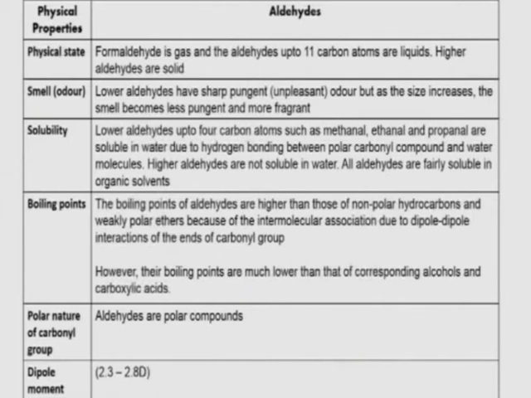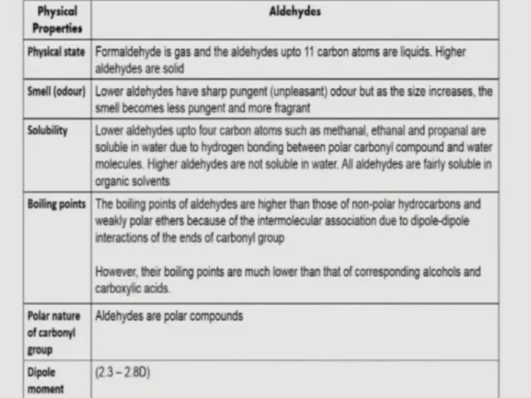Under physical properties, let's see first is the physical state. Formaldehyde is in a gaseous form, and then aldehydes up to C11 are in liquid state, and then higher aldehydes are in solid state. And smell: when we talk about the smell or the odor, it is found that lower aldehydes have a sharp, pungent smell, and as the size of the aldehyde increases, it becomes less pungent and more fragrant.